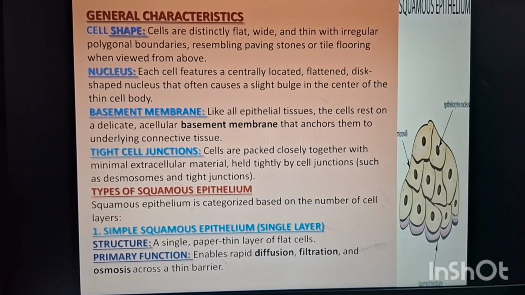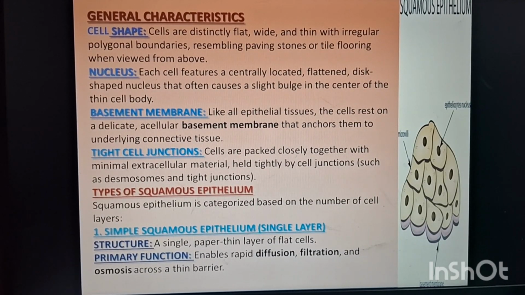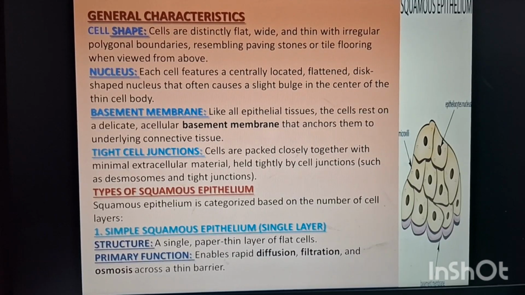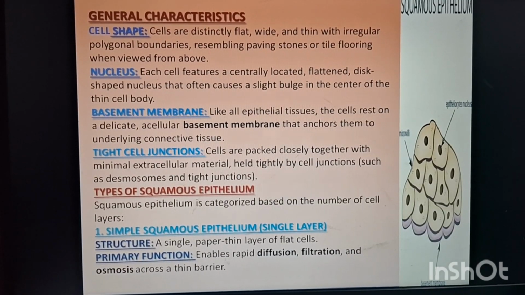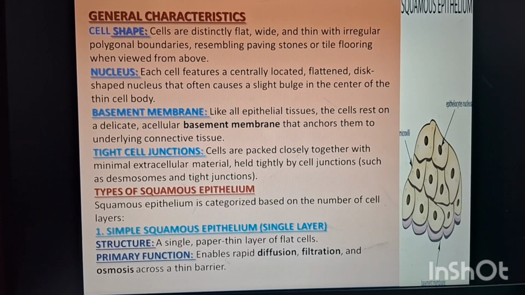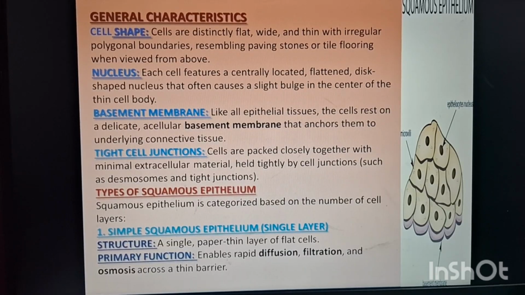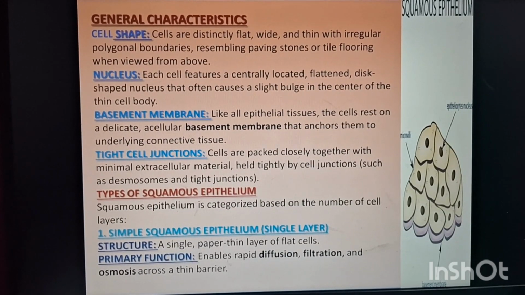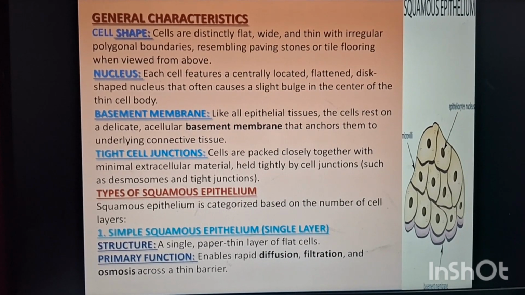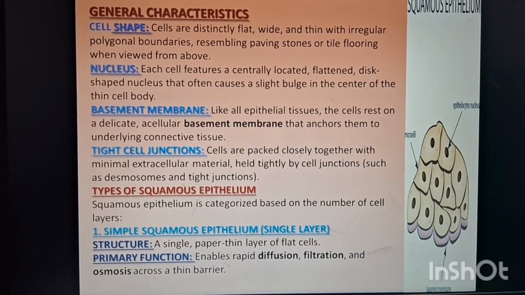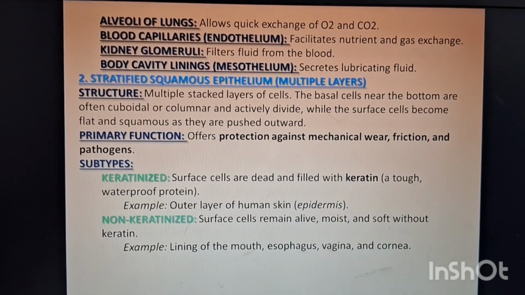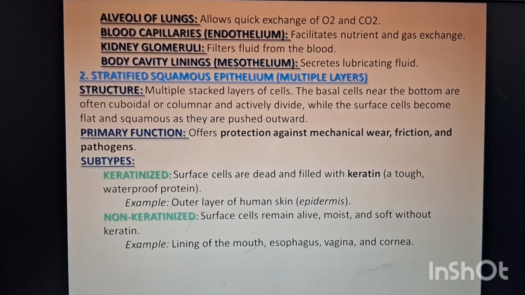Squamous epithelium is categorized based on the number of cell layers. First type is simple squamous epithelium or single layer. Structure: a single paper thin layer of the flat cells. Primary functions: enables rapid diffusion, filtration and osmosis across a thin barrier. Next, alveoli of lungs. Allows quick exchange of O2 and CO2.